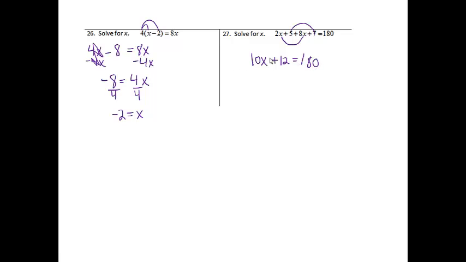Now we get to solve it like we are used to solving. To get rid of the plus 12, we will do minus 12 to both sides. So I'll get 10x equals 180 minus 12 is 168. And then we will divide both sides by 10. And we'll get x equals 168 divided by 10 is 16.8.